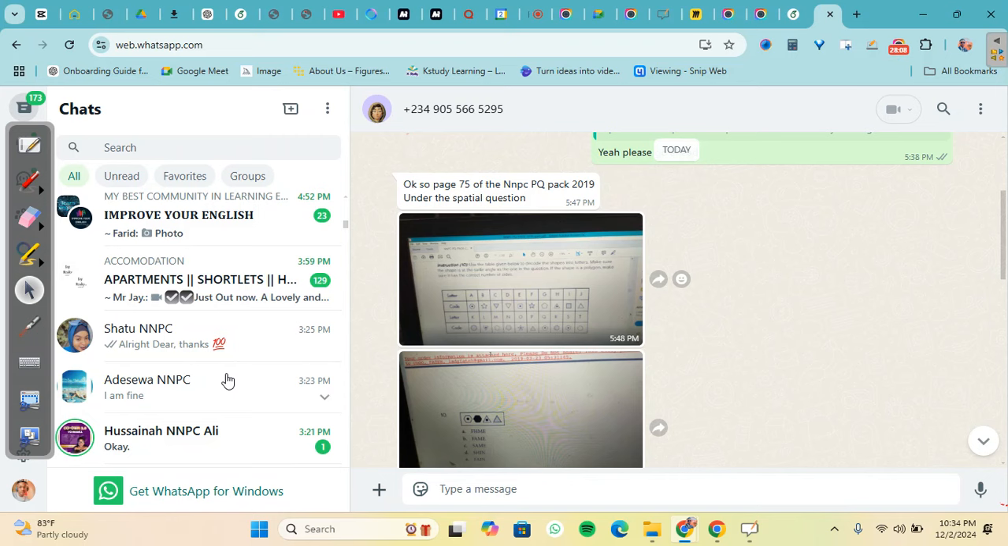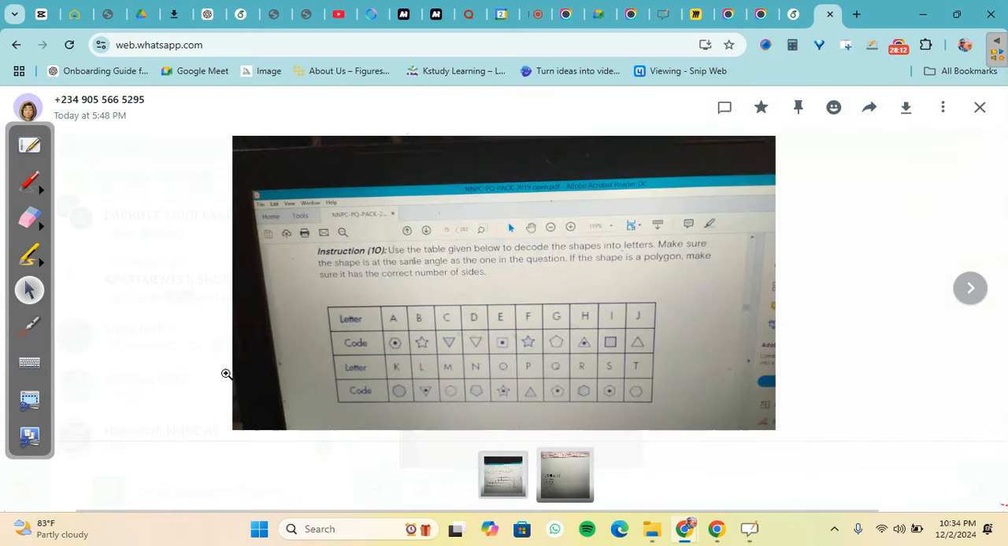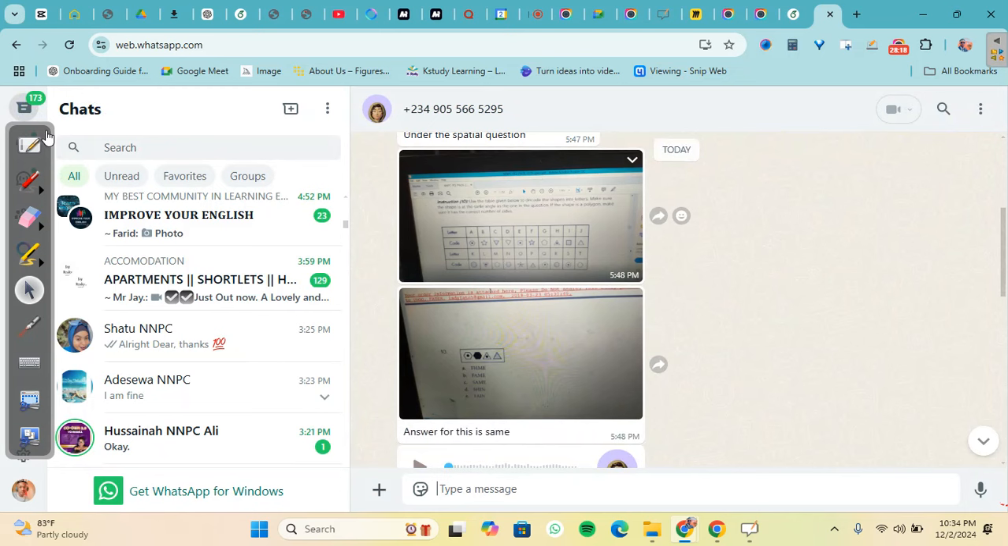Okay, yeah, guys, this is the question here. I want us to look at this question clearly. Look at this shape. This is the question. This is the information given, and this is the main question. So let me try to see if I can zoom. It should work now.